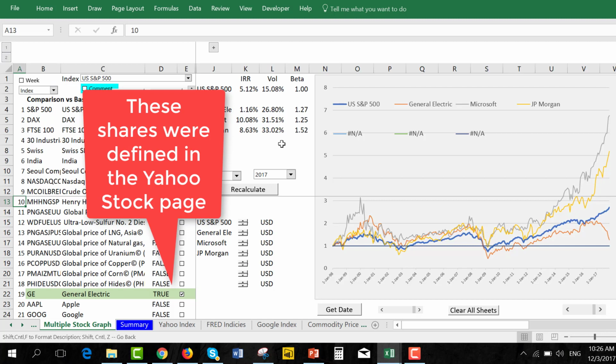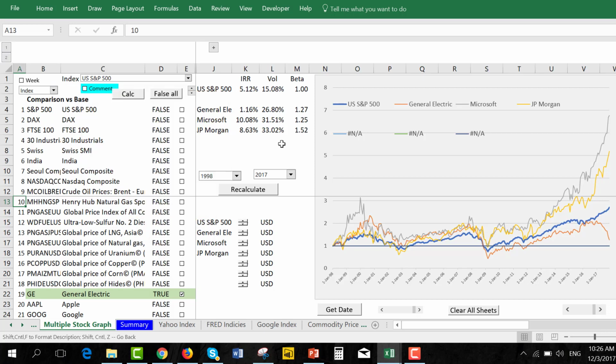Now, let's move to something a little bit different. And again, these betas, of course, are all calculated against this base index.